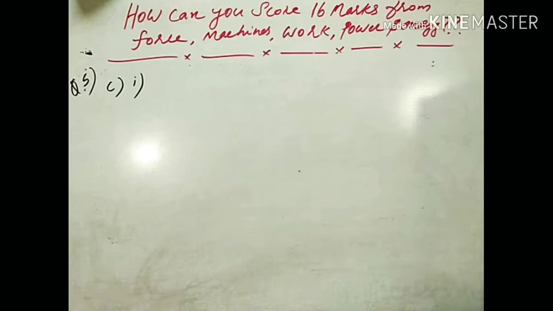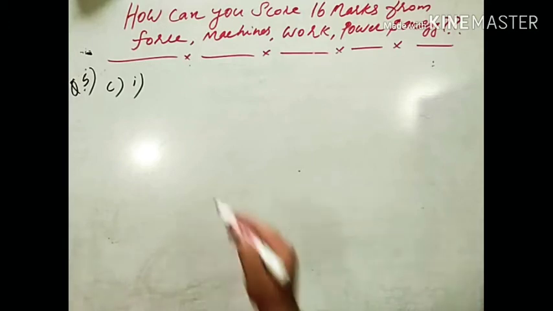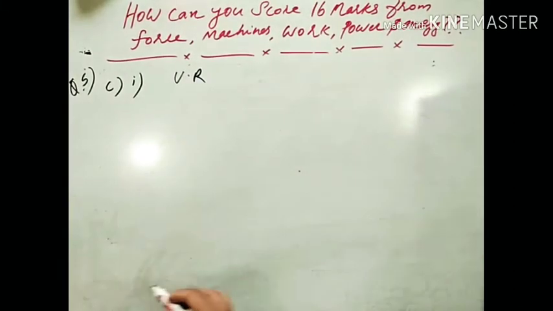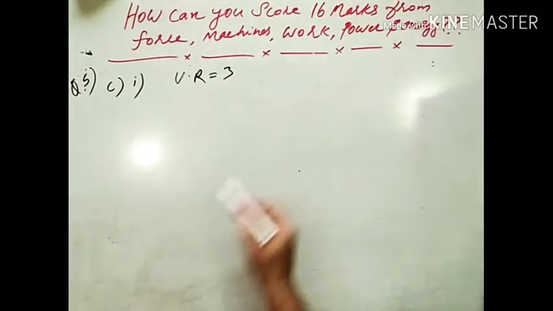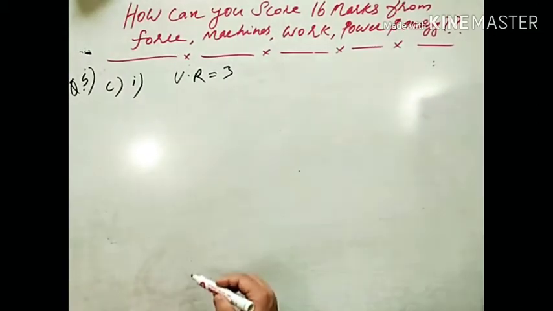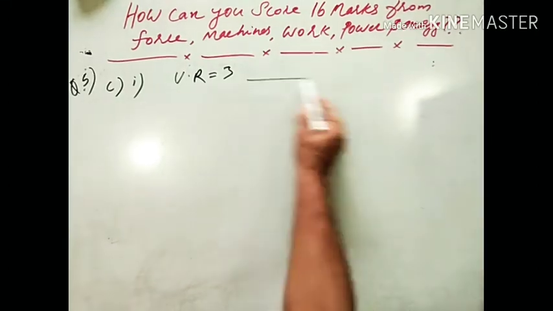So moving on to the last question of question number 5, that is C part, which carries 4 marks. Draw a diagram to show a block and tackle pulley system having velocity ratio 3, marking the direction of load, effort and tension. So velocity ratio is equal to 3. So how many pulleys will be there? Of course there will be 3 pulleys, and you have to draw a complete diagram.